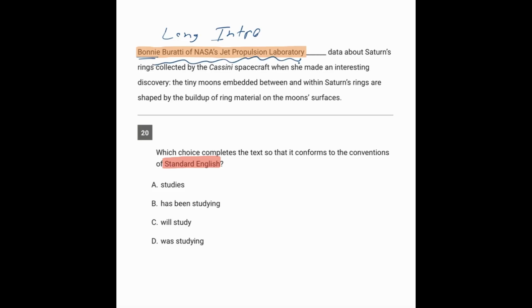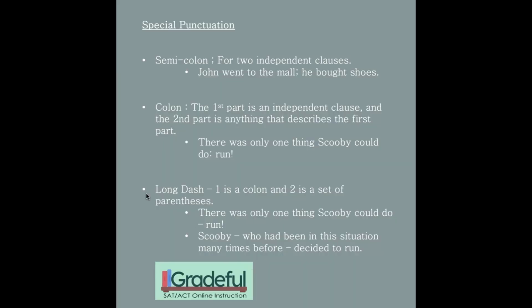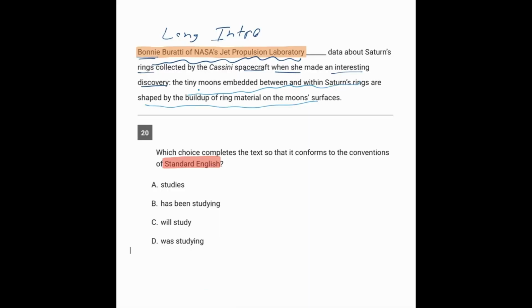So this person was studying data about the rings collected by the spacecraft when she made an interesting discovery. And here's the discovery. By the way, it helps a lot here to know the rules about the semicolon, colon, and long dash. In particular here, it's the colon, and for the colon, the first part must be an independent clause, and the second part is anything that describes the first part. Anything meaning it could be a single word, or it could be a full independent clause on its own. So here we have a colon situation. She was studying this data when she made this discovery, and then after the colon, here's the discovery.